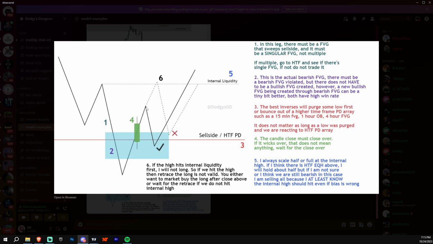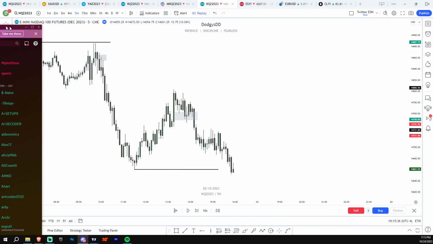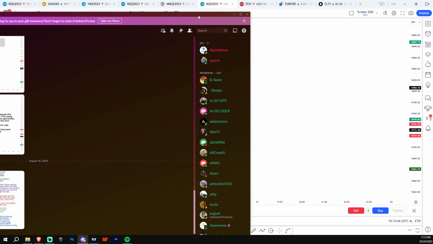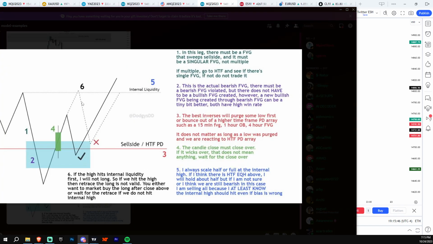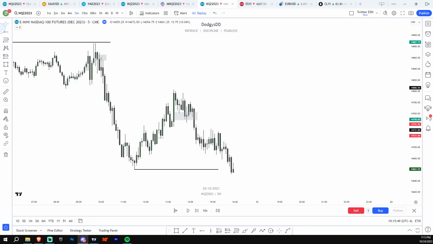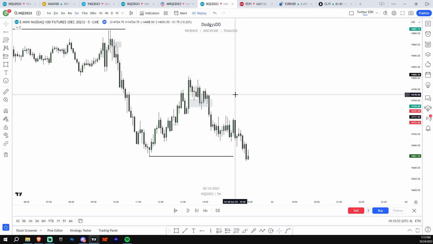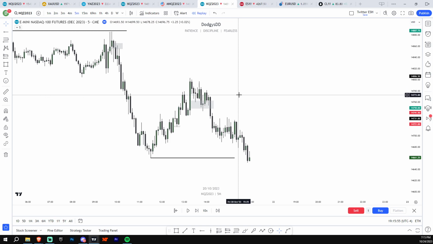But I do like longing this black line, because on this black line I know internal liquidity has not hit. So with that being said, can you still technically take the dotted line route? Yes, you can. But whenever I do take that route, you have to have a really, really confident bias.